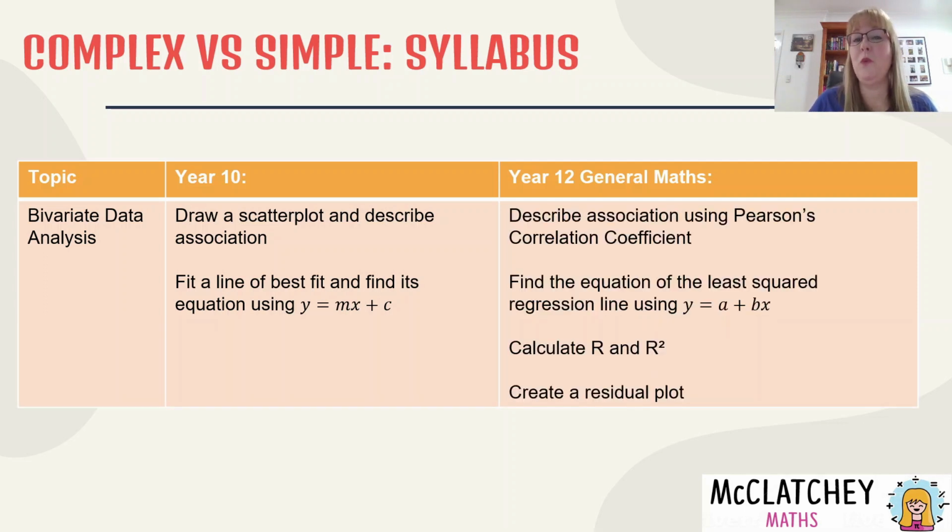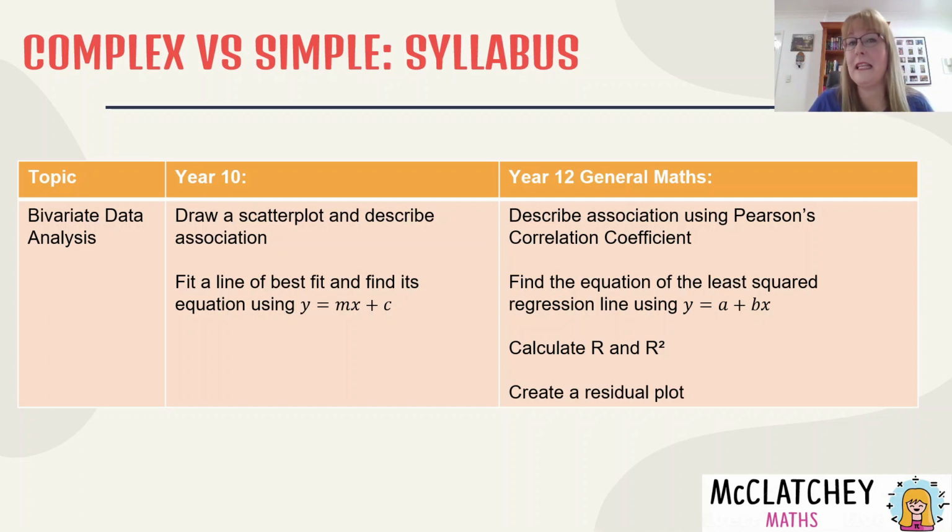However, if I'm in Year 12 maths, I'm expected to go a long way beyond. I'm actually expected to come up with the least squares regression line, not just the line of best fit. And I'm not expected to use y equals mx plus c because that's grade 10 content. So in Year 11 and 12, that's considered to be simple content. So I actually need to then go beyond and calculate r and r squared.